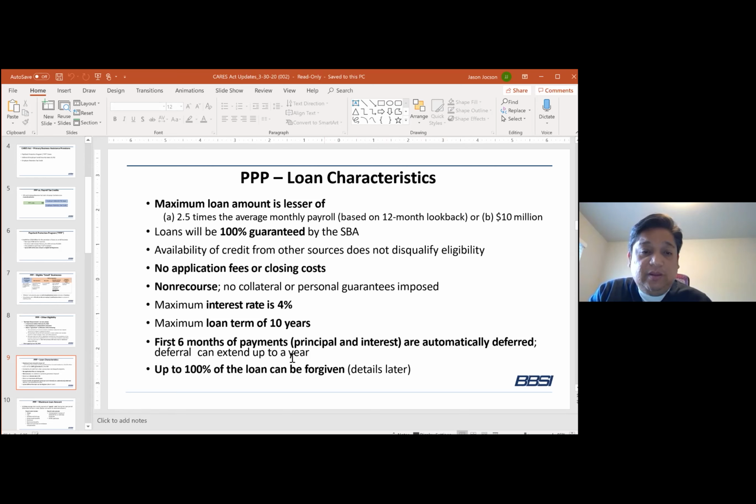Okay, fair. As you can see here, some of the other details: no application fees or closing costs. Maximum interest rate is up to 4%. Loan terms are up to 10 years. You skipped no collateral. That's huge. Yes, and no personal guarantees. Right. Historically, if you wanted an SBA loan, three things were true: you had to prove you tried to get a loan somewhere else first, you had to have collateral and personal guarantees, and all of those things are waived for this, correct?